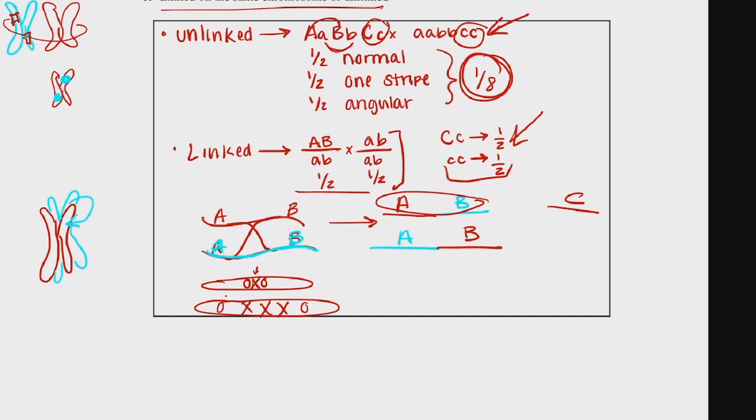Oh, sorry. AB is linked and CC is unlinked. In this example, this would be A and B, and then C is somewhere over here. Sorry, I didn't answer that.